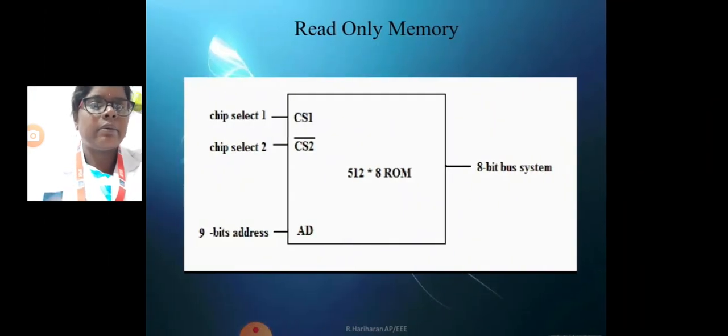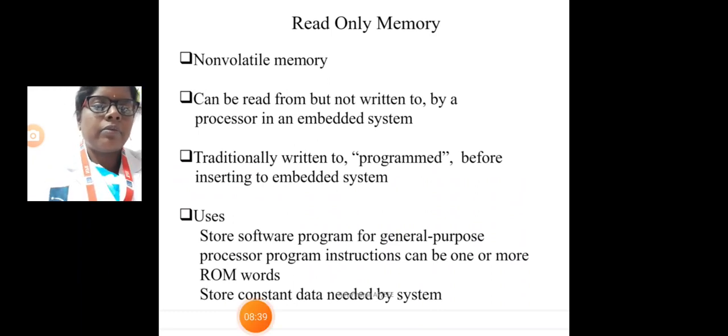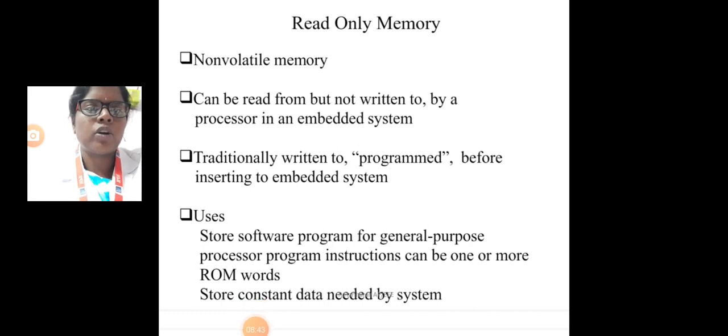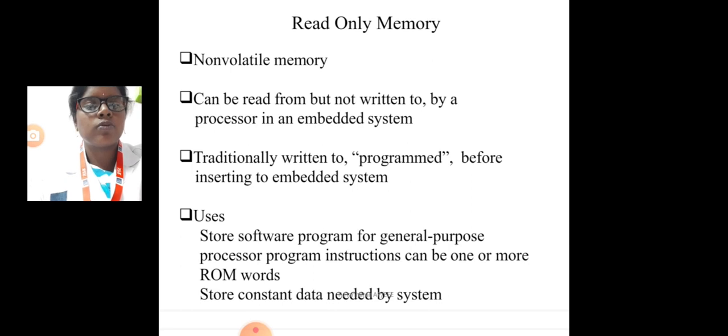ROM is a read-only memory, and it is a non-volatile memory. It can be read from but not written by the processor in an embedded system. Traditionally it is written, or programmed, before inserting into the embedded system. Uses of ROM are to store the software program for a general purpose processor, where program instructions can be one or more ROM words, and to store constant data needed by the system.